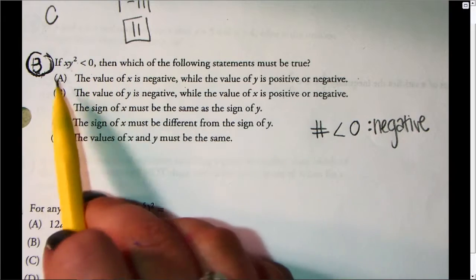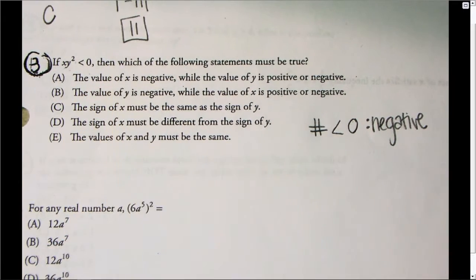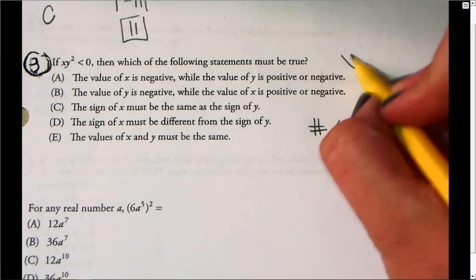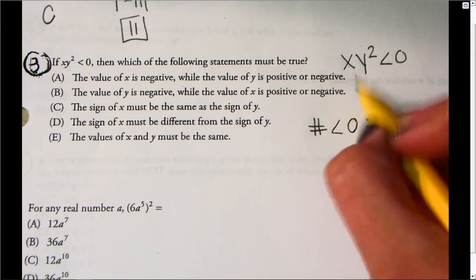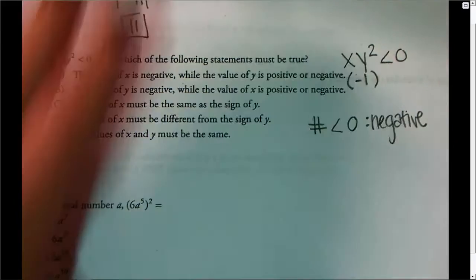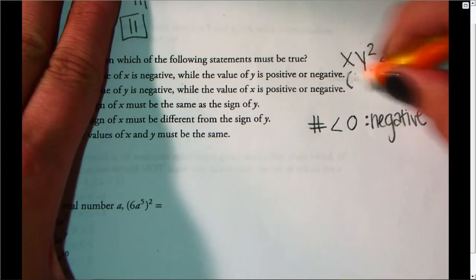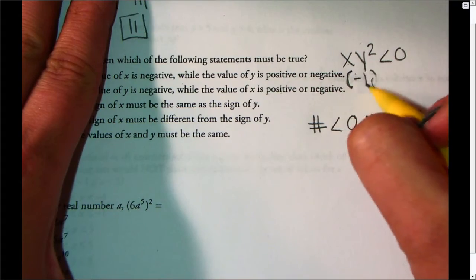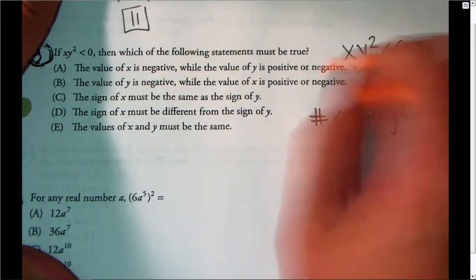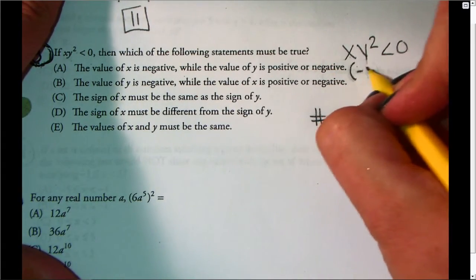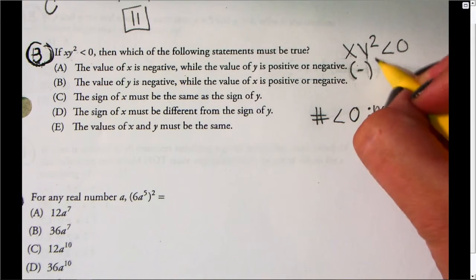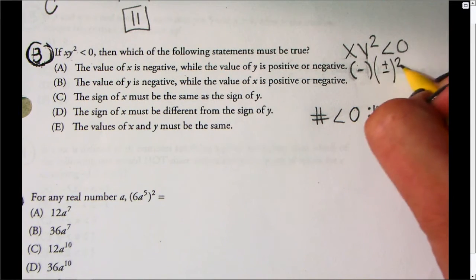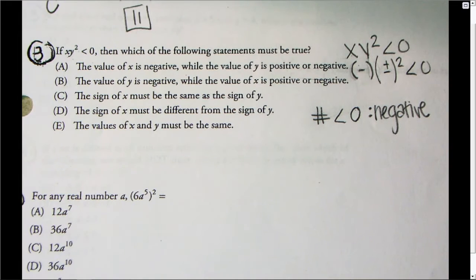So option A says the value of x is negative. So let's go ahead and test that, and I'll write it right here. x times y squared is less than 0. x value is negative. I didn't mean to put a 1, I'm sorry. We're just going to put x is negative. All right, here we go. It's not going to be like last video. All right, x is negative, while the value of y is positive or negative, plus or minus, squared, less than 0. Remember, we're looking for the true value.